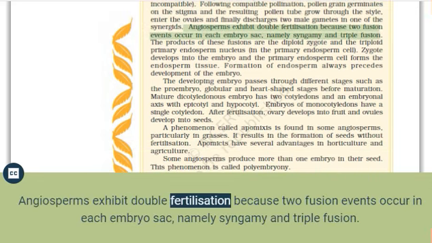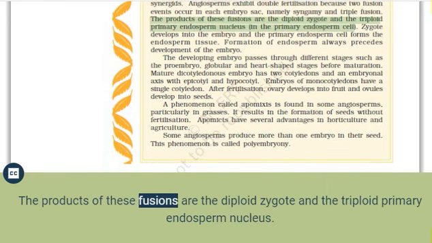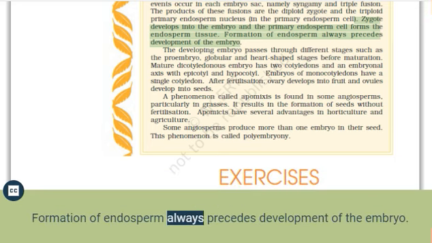Angiosperms exhibit double fertilization because 2 fusion events occur in each embryo sac, namely syngamy and triple fusion. The products of these fusions are the diploid zygote and the triploid primary endosperm nucleus. Zygote develops into the embryo and the primary endosperm cell forms the endosperm tissue. Formation of endosperm always precedes development of the embryo.